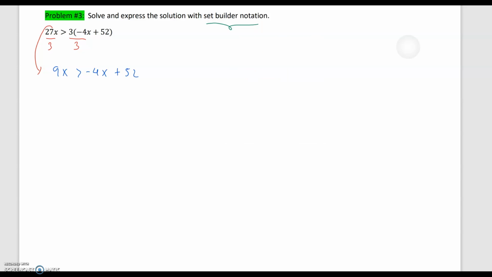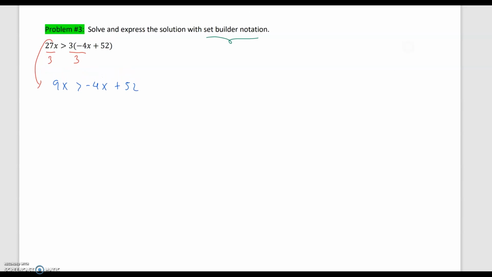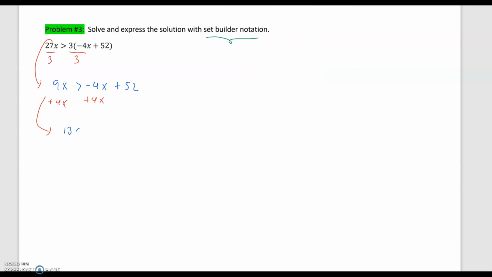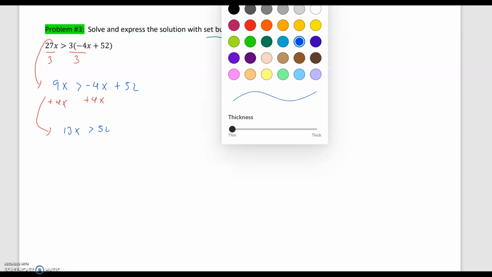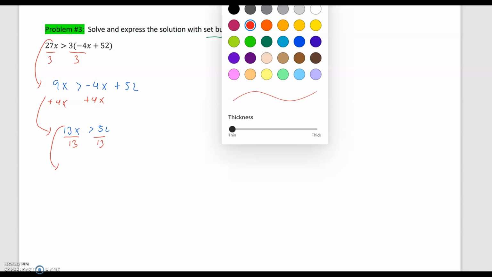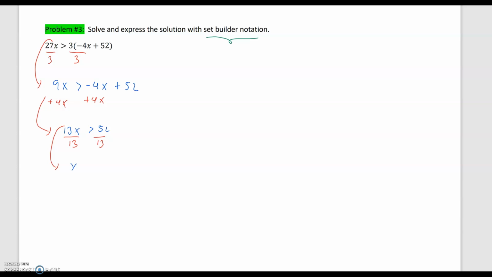And same as we did with the previous problem, let's put the x's on the left. So what I'm going to do is add 4x to both sides. And this will give us 13x greater than 52. And then we'll divide by 13, which is going to give us, well, x is greater than 4. Yeah, that's a 4.